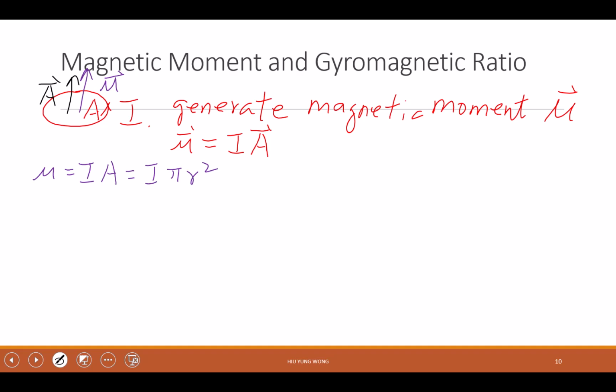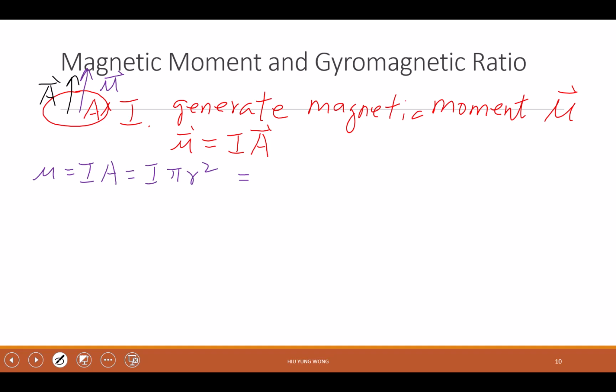Current is due to what? Due to the movement of a charge, right? So what is current due to movement of charge? How do you find it? What is the definition of current? Anyone remember? Current density times area, that is correct, but I'm asking for just the definition of current. Charge passing through a cross section per unit time, right?